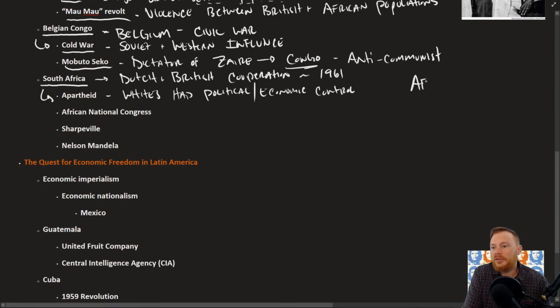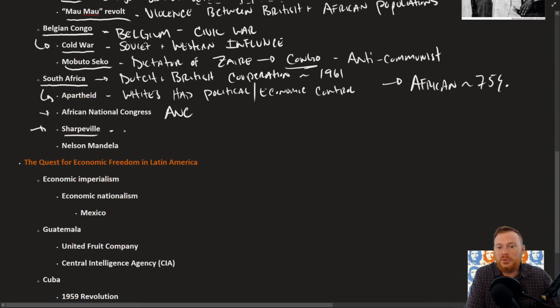In South Africa, the African population was about 75%, yet Africans didn't have any economic control, didn't have any political power. The African National Congress, or the ANC, was created in order to try and increase the amount of political power. Protests, guerrilla wars, violence. This was a much longer movement. One example of violence was Sharpeville. This is where a number of members of the ANC were shot and killed. So Sharpeville, sometimes called a massacre. Let's say ANC members killed.